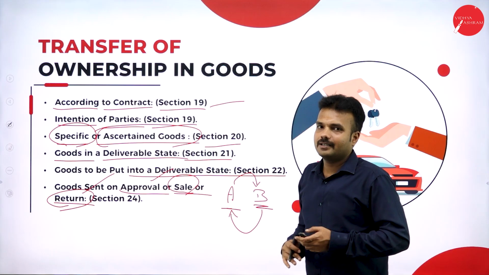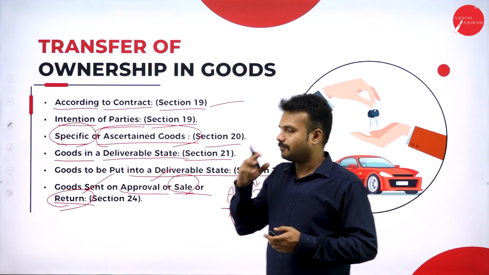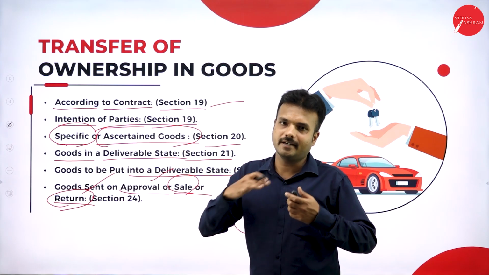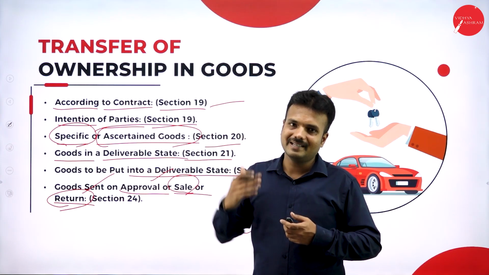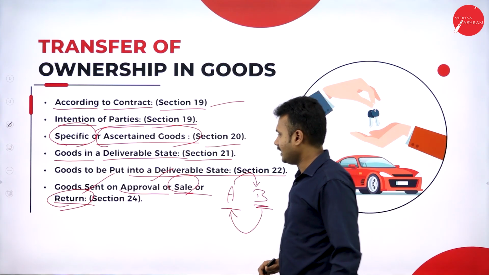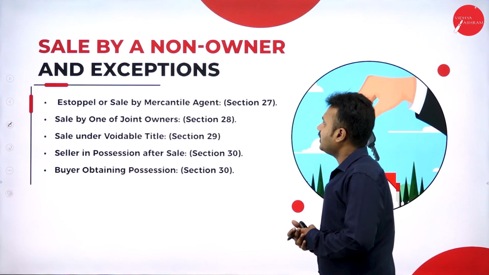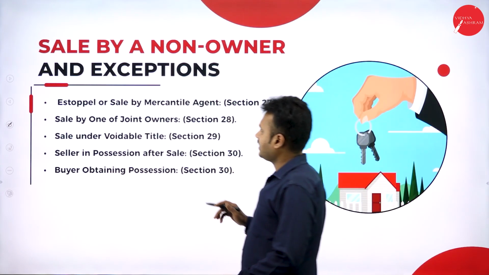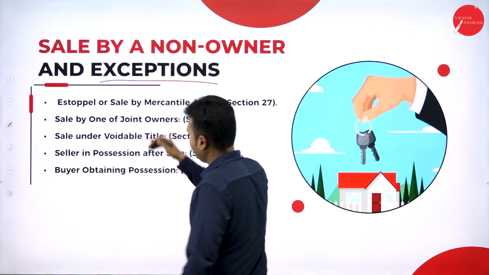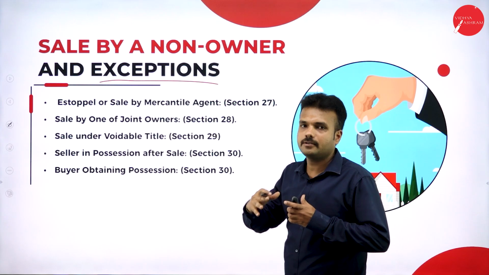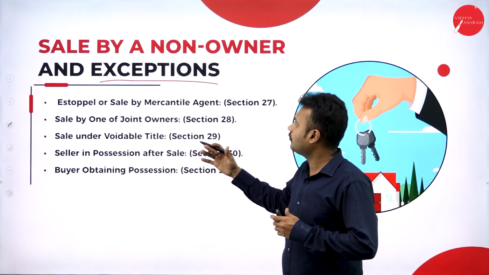And again, if there is any defect or problem with that particular product, I do have an option to send that product back to the seller. So that is about approval, sale or rejection. Sale by a non-owner and its exceptions. Here I have given 5 circumstances where goods are sold by a non-owner of the commodity.